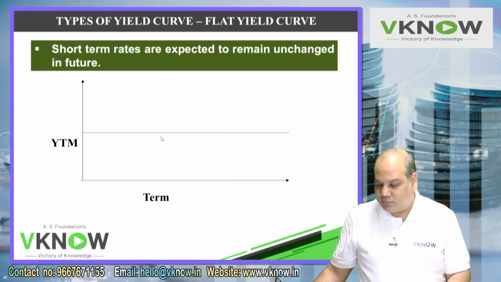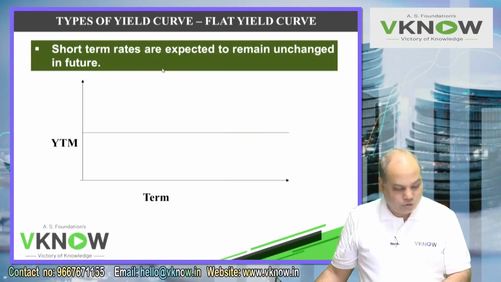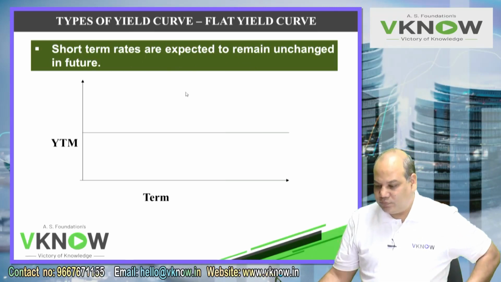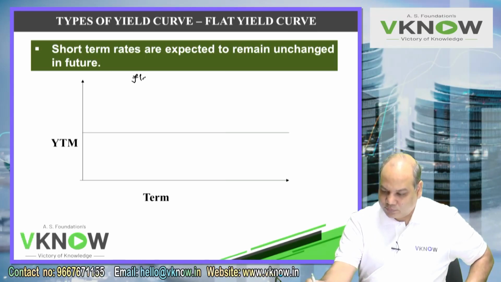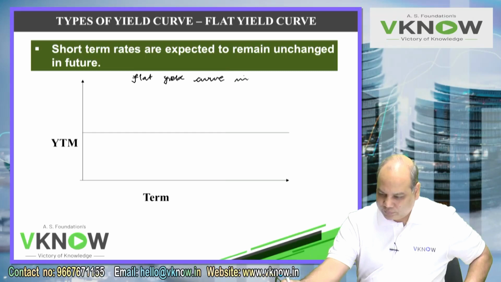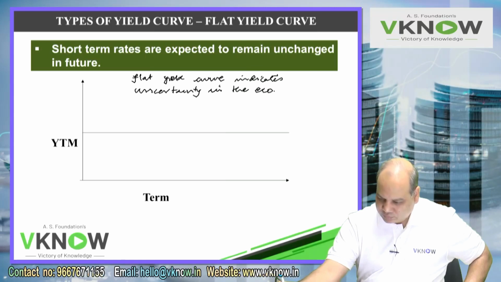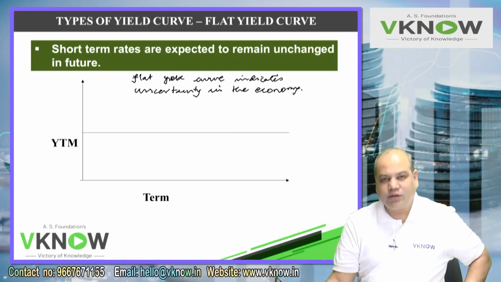Flat, can you see this line? That means more or less the YTM is the same for all terms to maturity. Short-term rates are expected to remain unchanged in future. So just write one more line there. Flat yield curve indicates uncertainty in the economy.